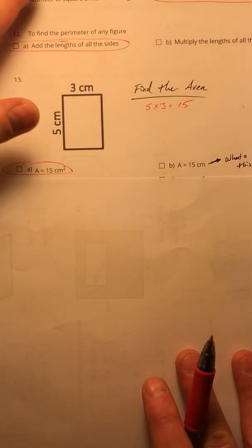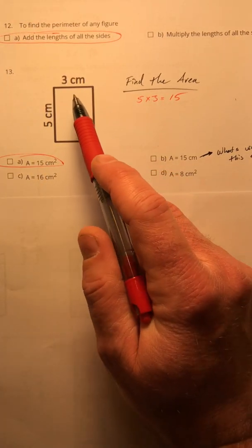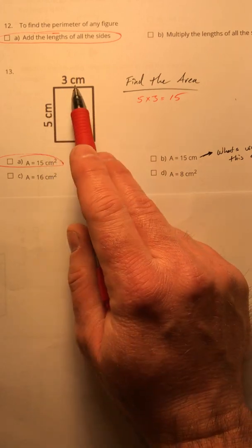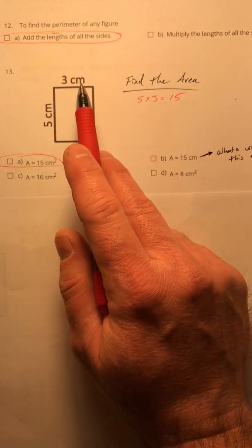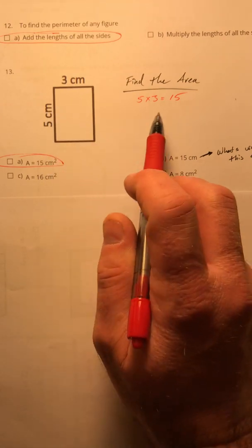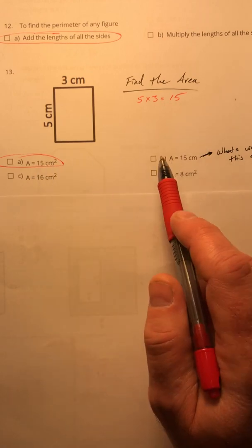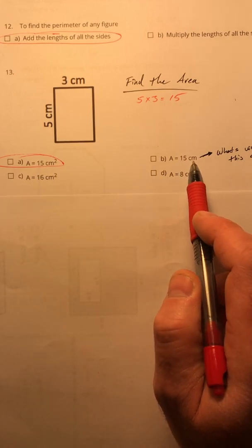All right, then problem number 13. Okay, this one has a small trick to it. I'm not trying to get people to get this wrong, but there is something important here. When we find the area, we do 3 times 5, we get 15. So why is answer A right, 15 square centimeters, and answer B wrong, 15 centimeters?